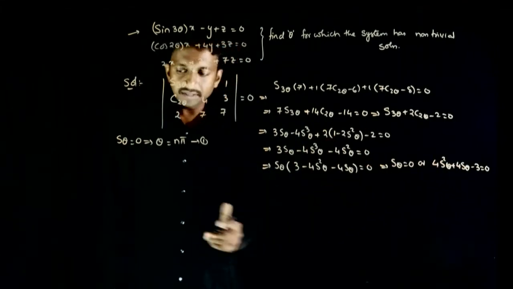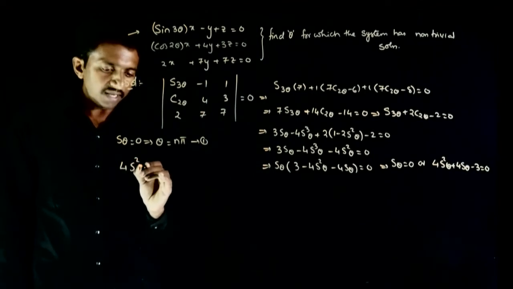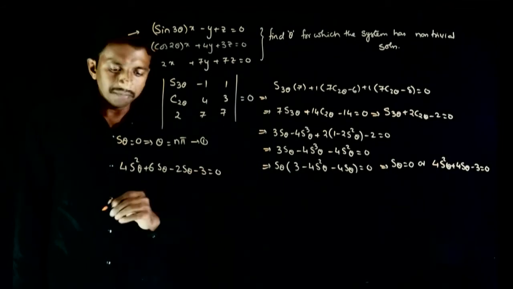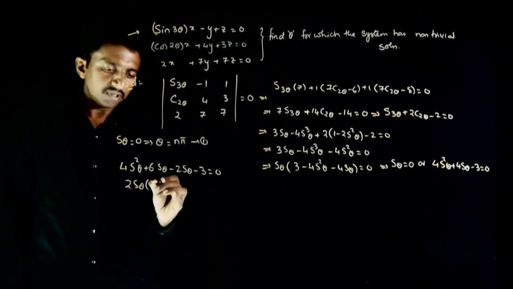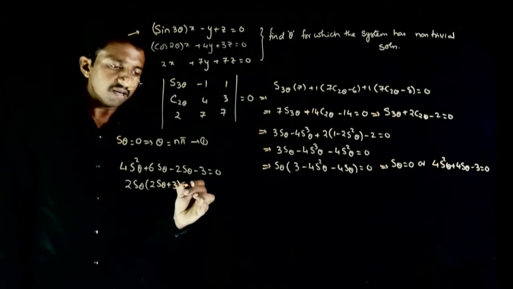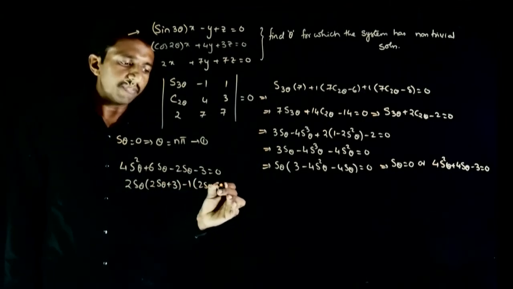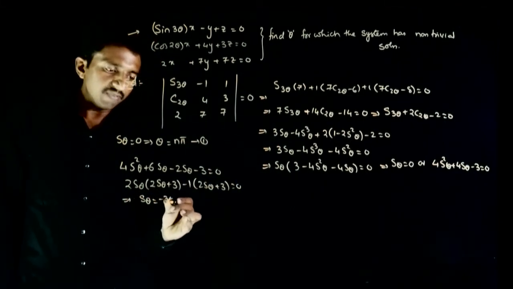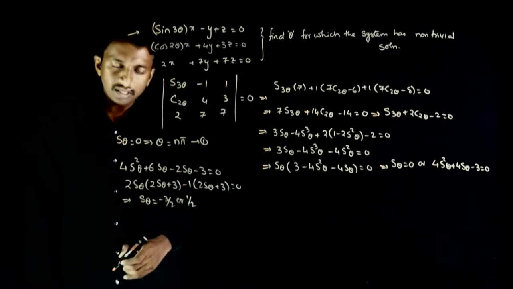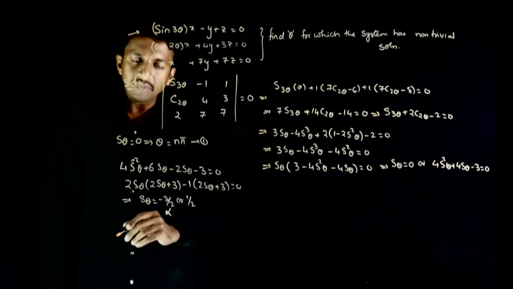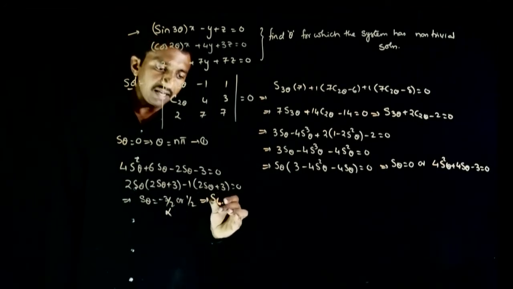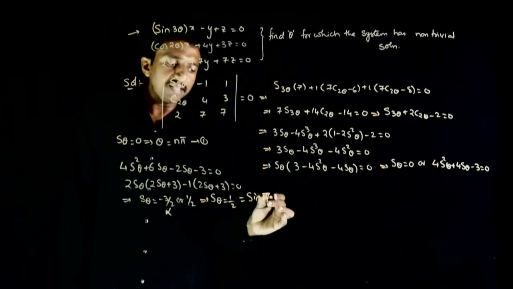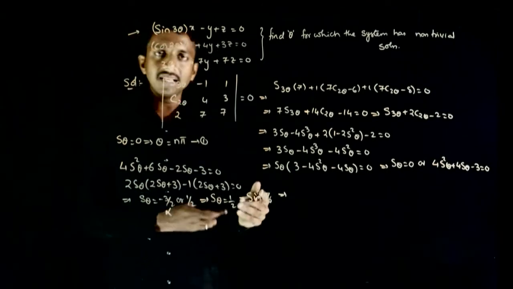So, can I factorize this? Yes. 4 sin square theta plus 6 sin theta minus 2 sin theta minus 3 is equal to 0. So, 2 sin theta into (2 sin theta plus 3) minus 1 into (2 sin theta plus 3) is equal to 0. This implies sin theta is equal to minus 3 by 2 or 1 by 2. Minus 3 by 2 to hoga nahi sin theta because it is more than 1. This implies sin theta should be equal to 1 by 2. That is equal to sin of pi by 6. So, sin theta is equal to sin pi by 6.